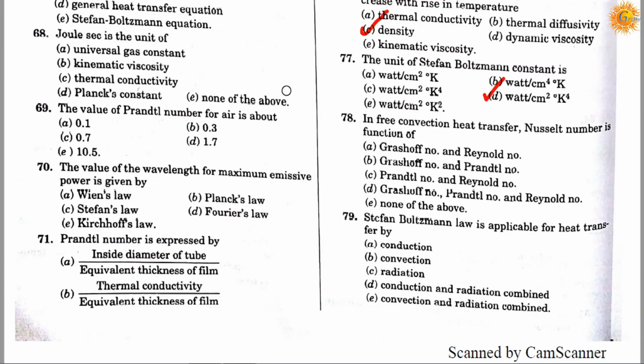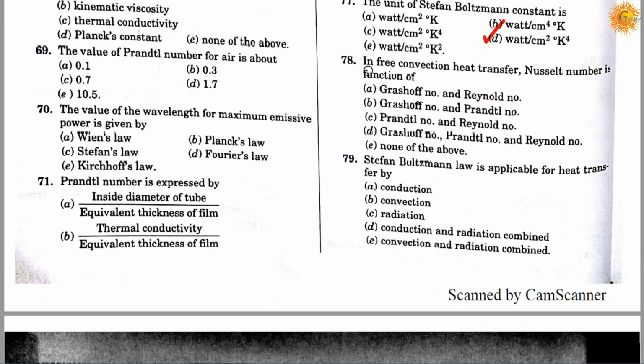Question number 78. In free convection heat transfer, Nusselt number is a function of: option A, Grashof number and Reynolds number; option B, Grashof number and Prandtl number; option C, Prandtl number and Reynolds number; option D, Grashof number, Prandtl number and the Reynolds number; option E, none of the above. Correct answer is B, it's Grashof number and Prandtl number.